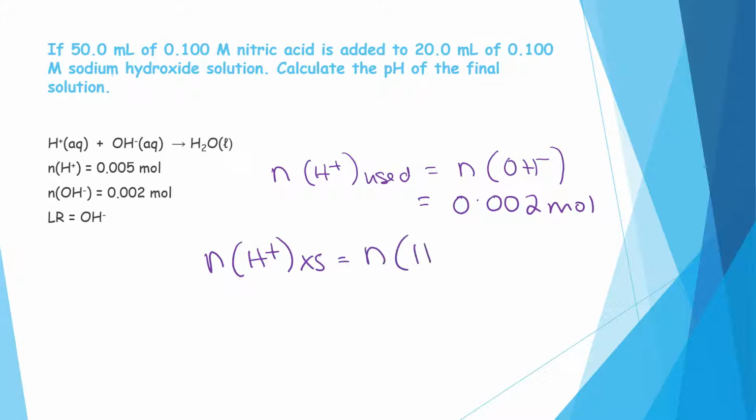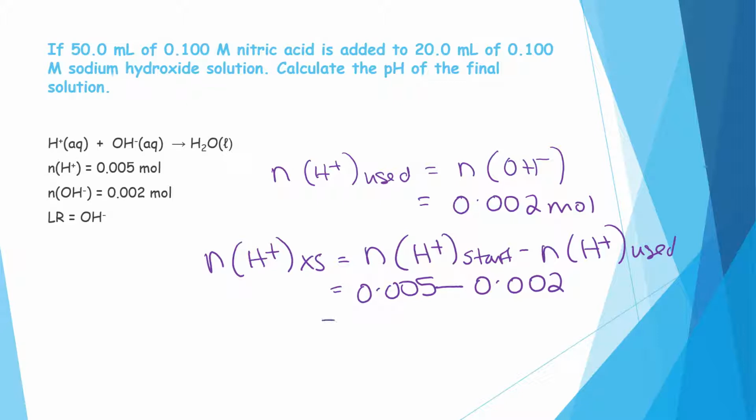From here, we can find the number of moles of hydrogen ions in excess, which is always equal to the number of moles of hydrogen ions from the start minus the number of moles of hydrogen ions used. So it's 0.005 minus 0.002, which is equal to 0.003 moles.